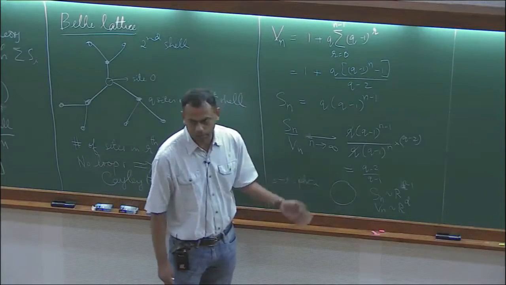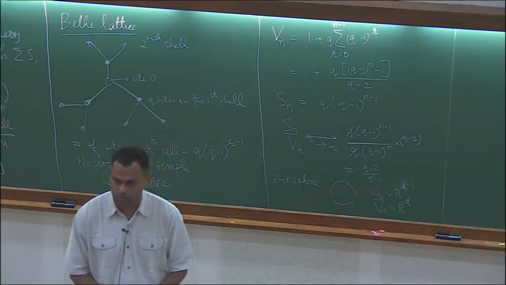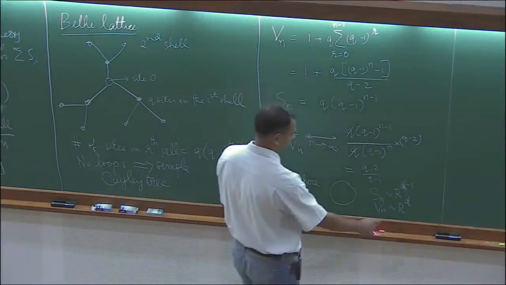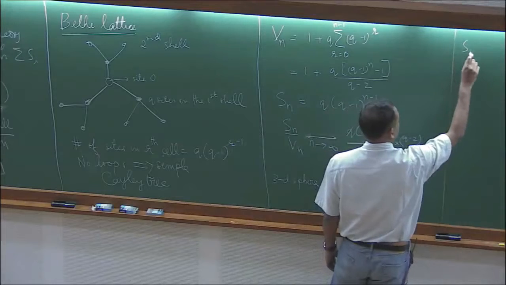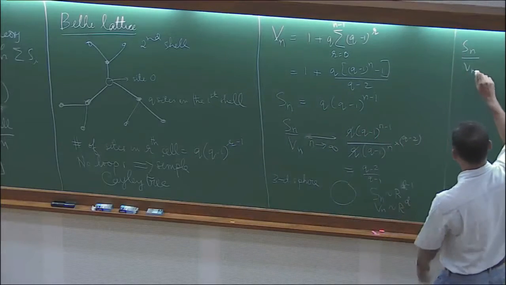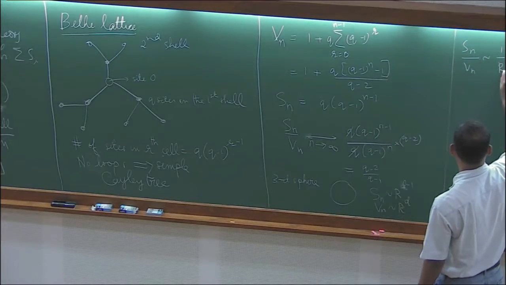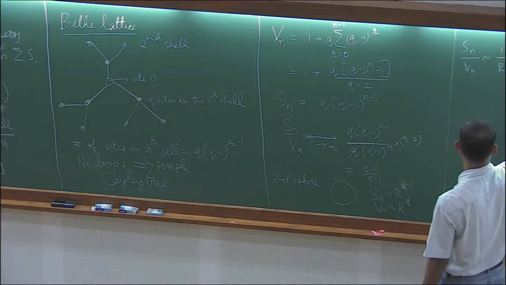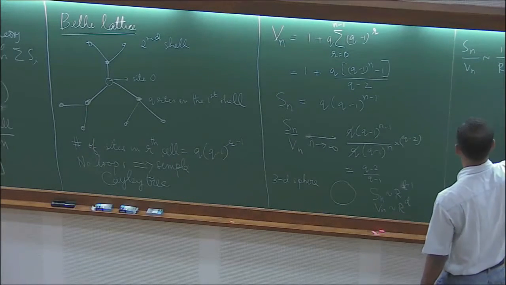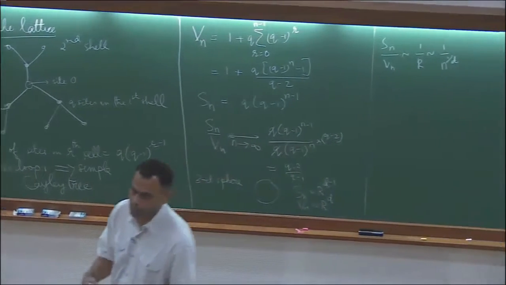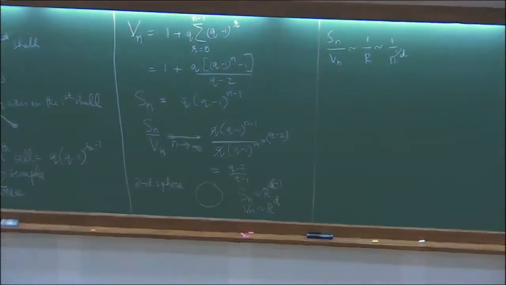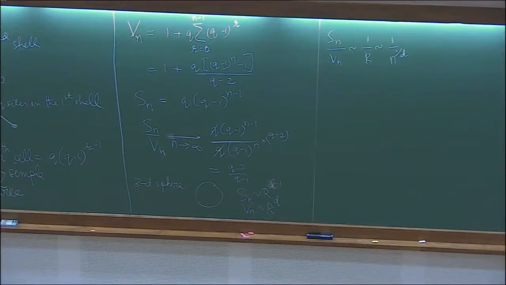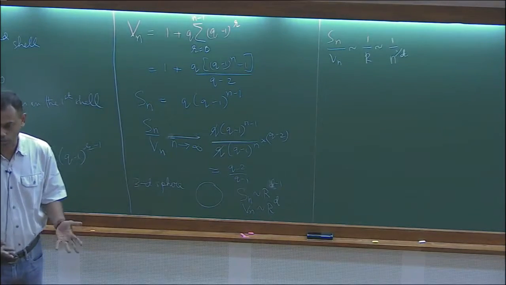This also means that the effective dimension is like D infinity. Why? Because if I take Sn by Vn for such a system, it goes as 1 by R, so if it goes to a constant, it's like D equal to infinity. So the Cayley tree is roughly like solving the model in D equal to infinity, but there is still this problem that the surface is too strong.